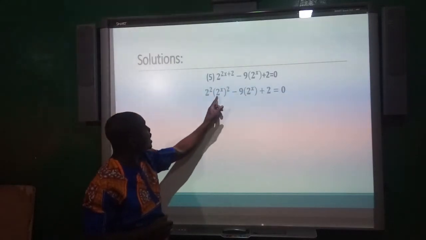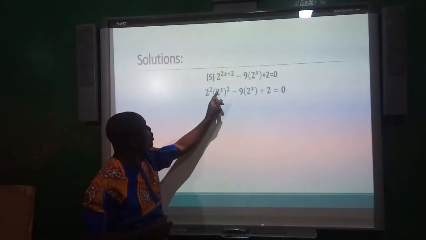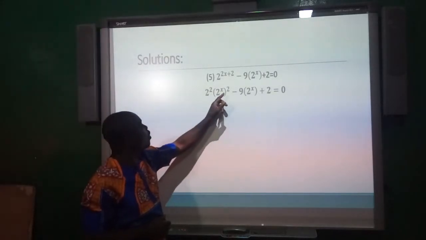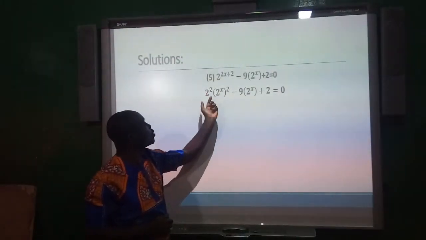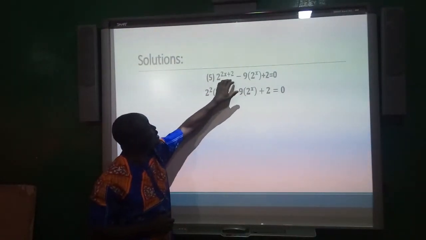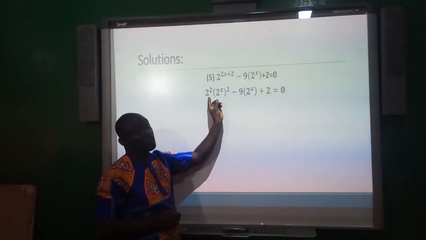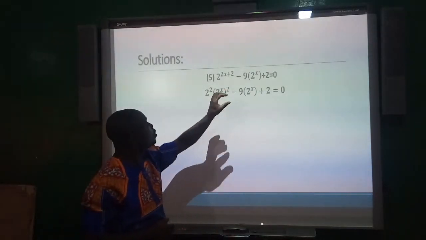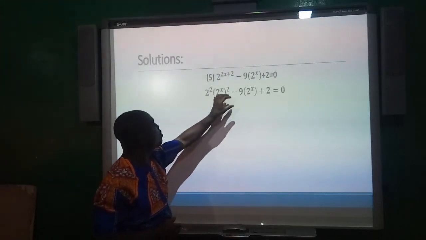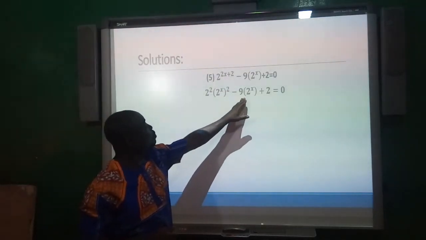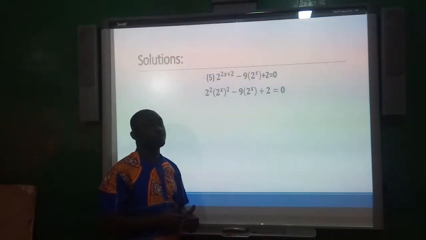So you see that the bases are the same. If I do it, it's 2 plus x times 2, or 2 times x, which is 2x plus 2, is the same thing. So I have just simplified this one as 2 raised to power 2 into 2 raised to power x, all raised to power 2, minus 9 raised to power 2x plus 2 equal to 0.